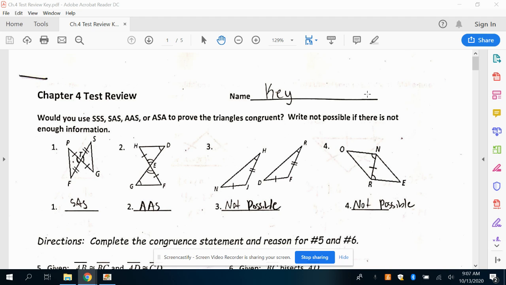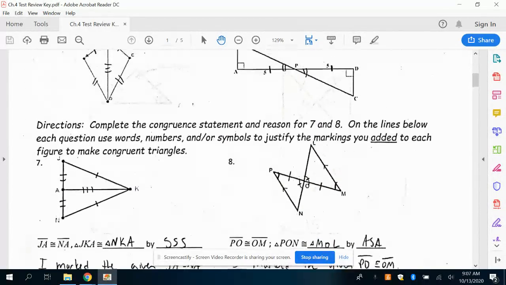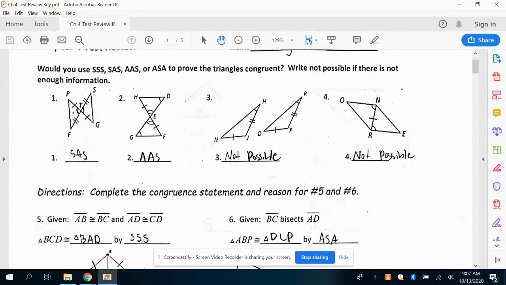Okay, guys, so I'm going to walk us through the Chapter 4 test review, just kind of explaining the problems. And hopefully, any questions you might have after this will clear that up. I'm going to focus more on the proofs in 4.4 and 4.5 that we didn't really get to talk about together. I'm hoping this first page went well because we've been doing so much with congruent triangles.